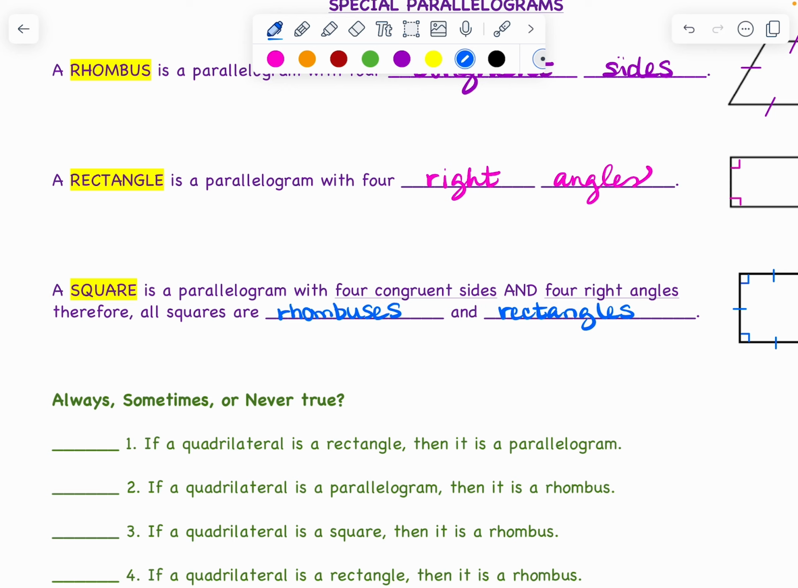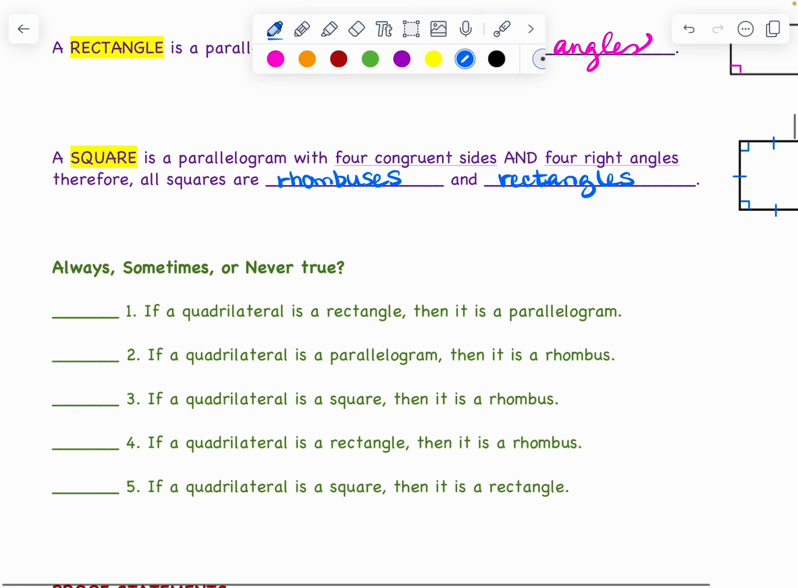So this is where we start getting into those statements, when people say all squares are rectangles, which is totally true because all squares have 4 right angles. But the statement all rectangles are squares is not true because not all rectangles have 4 congruent sides. So all squares are rectangles, but not all rectangles are squares. So you need to be able to understand that kind of statement.